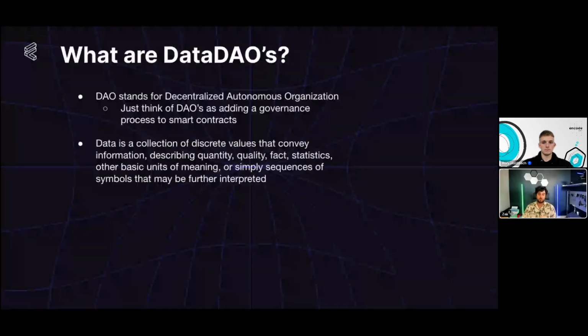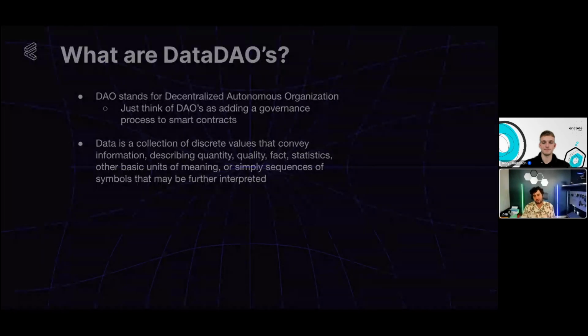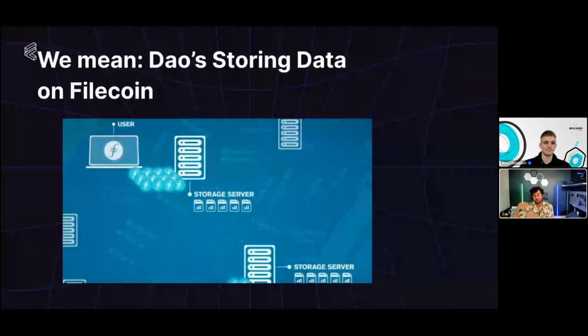So what are DataDAOs? We built up the FVM and what it solves, and DataDAOs are an example application I've talked about that can be built on the FVM. A DAO stands for decentralized autonomous organization. Just think of DAOs as adding governance processes to smart contracts, right? And this is a little pedantic, I kind of just added this here for fun. Data is a collection of discrete values that convey information. I have a feeling most of you know what data is. But what we mean when we say DataDAOs is DAOs storing data on Filecoin, right?